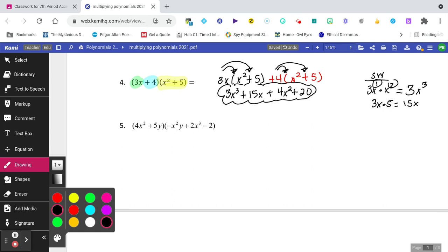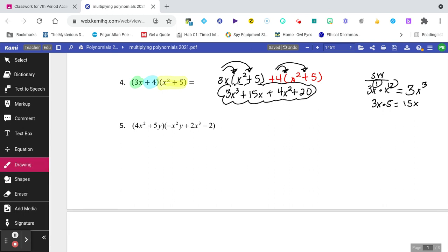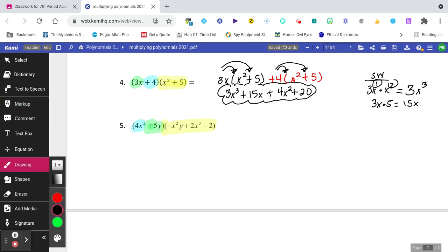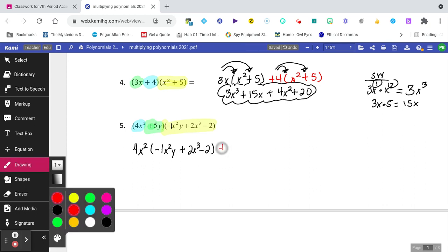All right, 5 I want to do with you. I am definitely going to break up the binomial, the smaller one, 4x squared, and then a positive 5y. And I'm going to keep this large one here, which is your trinomial. So I'm going to take 4x squared and multiply times, and I'm going to put an imaginary 1, negative 1x squared y, plus 2x cubed, minus 2. Then I'm going to take positive 5y and multiply times the same polynomial or trinomial.